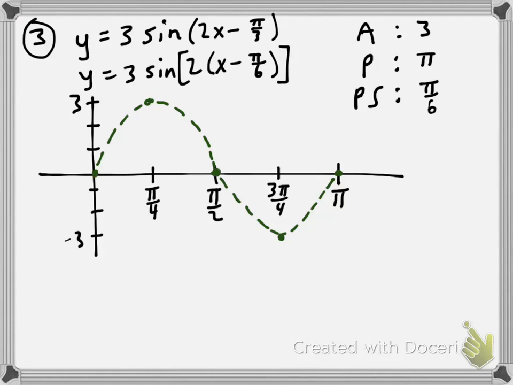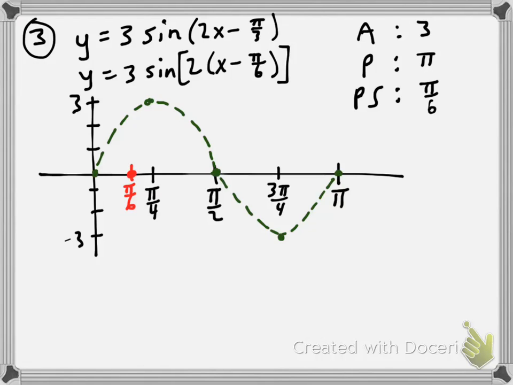There again, amplitude of 3, period of pi. Now the phase shift of pi over 6 radians to the right. Now we have to do a little work. 0 plus pi over 6, that's a pretty easy one. Pi over 6 is right there. Okay, so we've got 1 point on there.